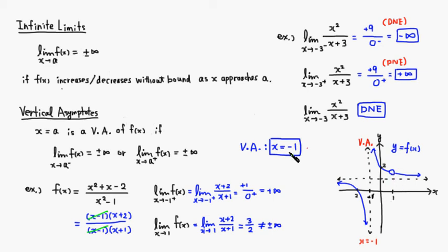Since 1 makes the denominator equal to 0, this rational function is not defined when x equals 1, but the graph does not blow up or blow down at 1. Therefore, x equals 1 is not a vertical asymptote. That's it. I hope this was clear.